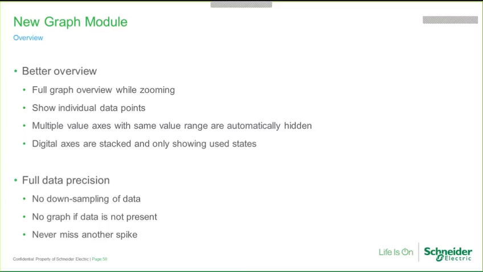The new graphs have full data precision. I'm not sure if everyone knew, but the existing one had some downsampling of data where, depending on the entire period, an average value was calculated. That's not the case anymore. We show exactly the data as it was logged or reduced. So if there's a spike in your data, you will see a spike on the screen. It will not be calculated away. If there's no data, you will have a hole in the graph.